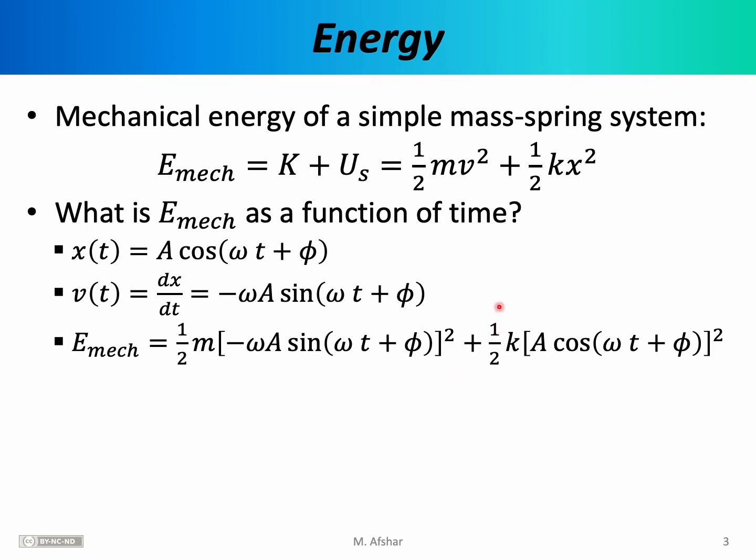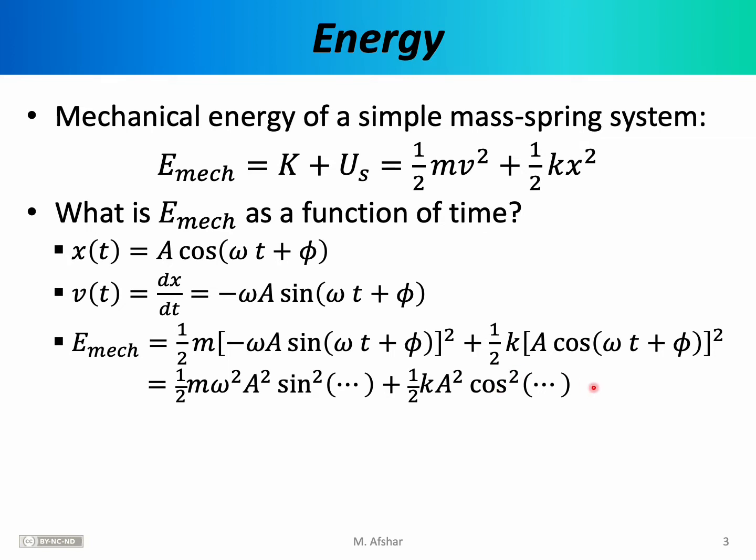For spring potential energy, we get 1/2 k, and then this entire expression inside the square brackets is x, and we'll square that. Now, this initially looks like a very complicated expression, but we can simplify it a little bit. For example, note that the minus sign here goes away because we're squaring it. So we'll end up with 1/2 m omega squared a squared sine squared. That's the kinetic energy. And then for the spring potential energy, we get 1/2 k a squared times cosine squared.